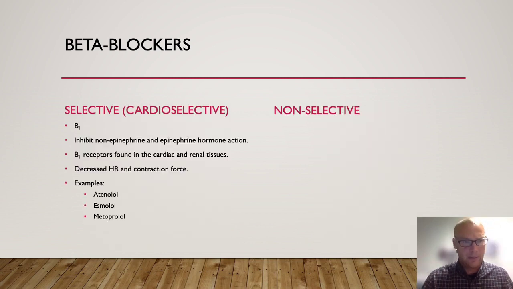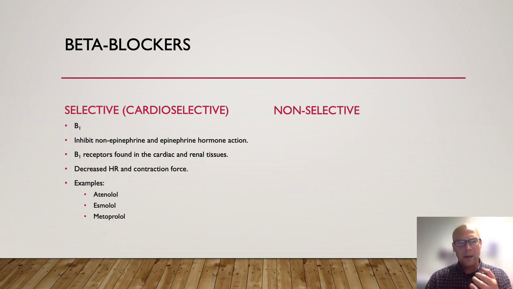And here's what we were talking about. Beta 1 works on the epinephrine hormone's action. Those kinds of things cause vasoconstriction, and it counteracts that. It opens up the arteries, and then you can have lower blood pressures. These are found in the heart and in the renal tissues. They decrease heart rate and contraction force.